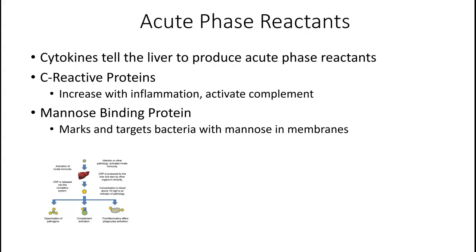Mannose binding protein, this kind of marks and targets bacteria with mannose in the membranes, makes it a little easier for those phagocytes to find them. Now, this isn't going to affect our cells because we don't have mannose. So these proteins can help to fight those infections.